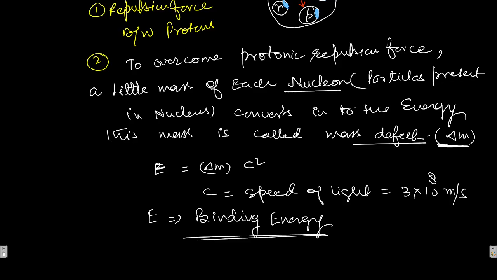So friends, due to the mass defect, because some mass of each nucleon, the particles present in the nucleus, changes into energy, due to this the atomic masses may get a fractional value.